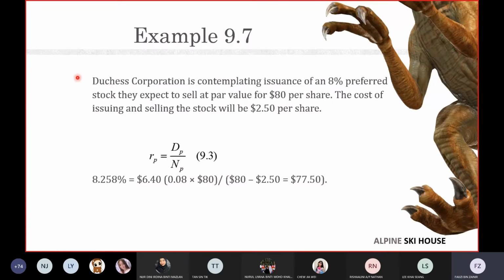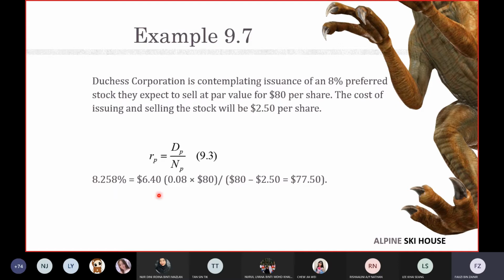So the example that we have here is Duchess Corporation is contemplating issuance of 8% preferred stock. They expect to sell at par value of $80 per share. The cost of issuing and selling the stock will be $2.50 per share. So when we apply the formula here, we get the cost of issuing the preferred stocks at around 8.25%, even though the dividend cost is around 8%.